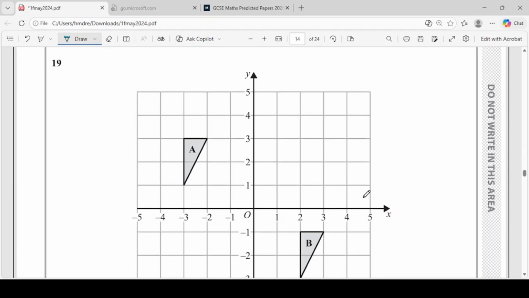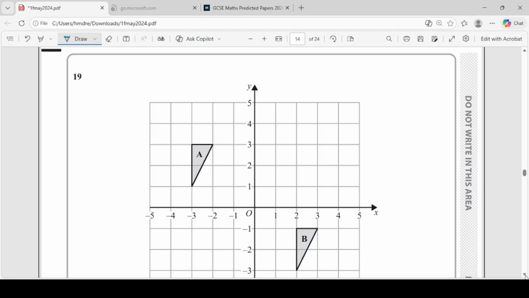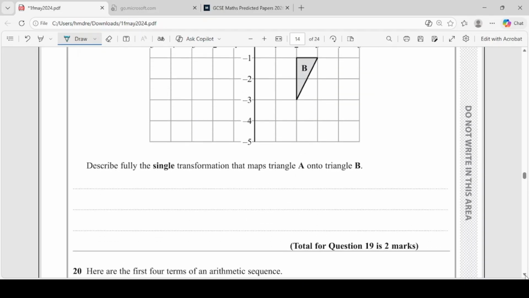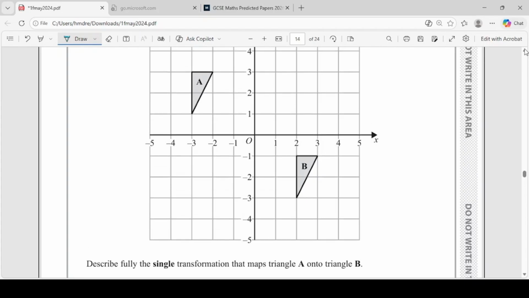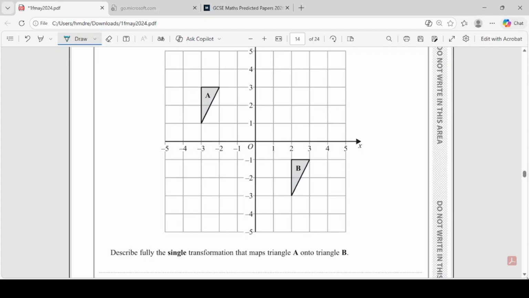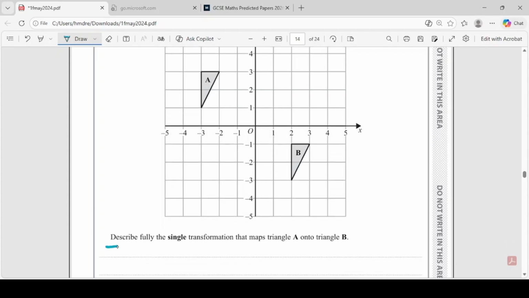Question 19. Okay. So we've got these shapes A and B. Describe fully the single transformation that maps triangle A onto triangle B. So we can see the shape hasn't changed size, it hasn't rotated, it's not a reflection, it's just been moved. So this is a translation. And all we need to do is give the coordinates, so how it moved. So this is going to be a translation.